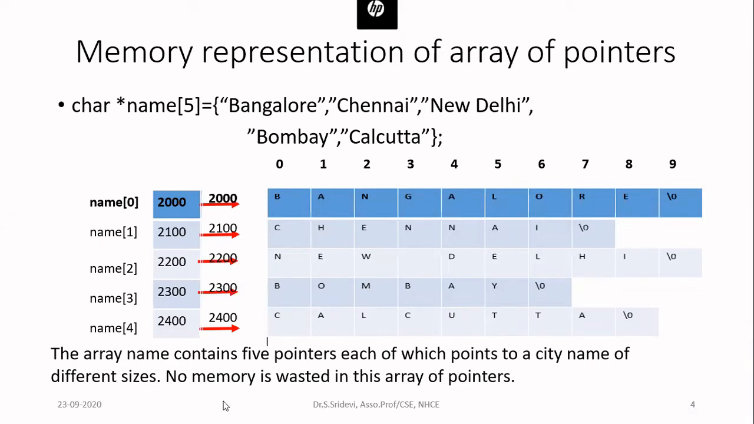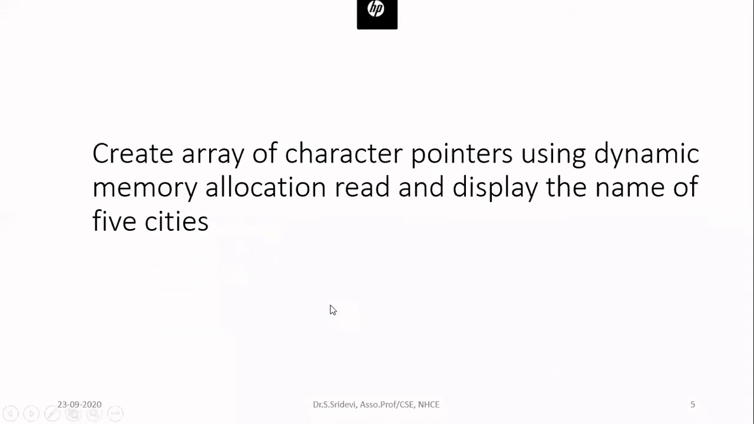Okay, so this array name contains 5 pointers. Each pointer will be pointing to the starting address of a particular city name. Okay, and every city name is having different size. Therefore, we are not wasting any memory in case of this type of representation. So let us see a program to understand this. Then it will be clear for you.